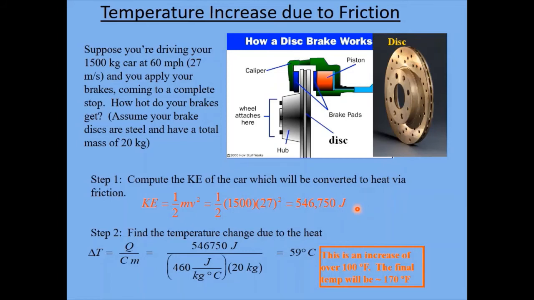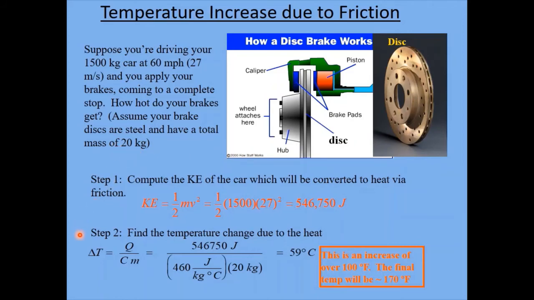What happens to all this kinetic energy when you put on your brakes and come to a stop? Well, remember, energy cannot be created or destroyed. So this energy does not go away. It just converts into heat, into thermal energy. So this is going to be our Q. This amount of heat we're going to assume is all transferred to the metal discs on your car. And there are 4 of these brake discs, 1 on each wheel, and we're told the total mass is 20 kilograms.